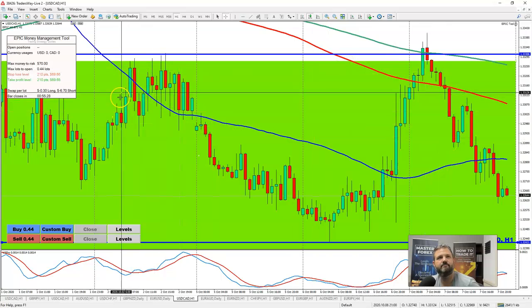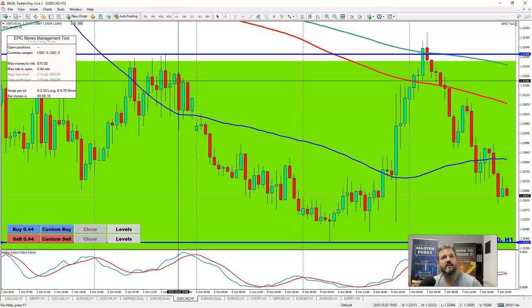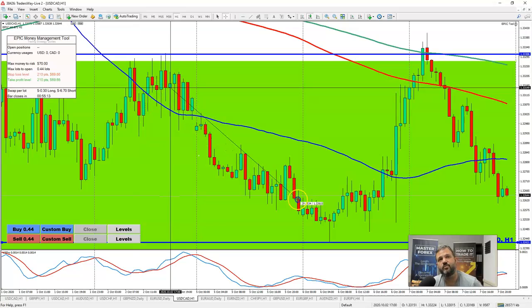Here's another one, right up into the resistance. We had a price action here, a bearish candle. It went about 15 pips. I don't know, maybe you move your stop or grab a part of it, get half a trade. But then again, we get another one, and then this one took off.